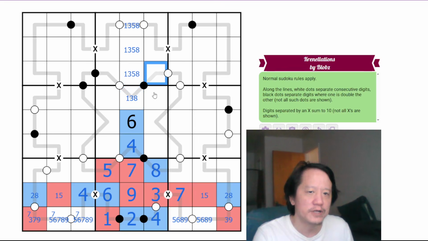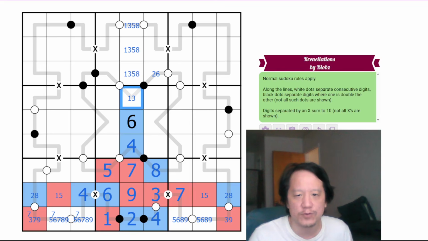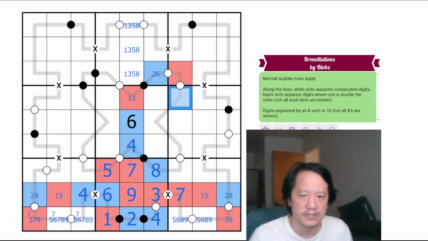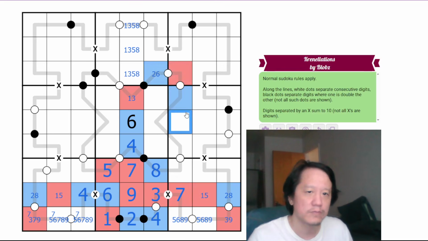So we could have 1 here, which forces this to be 2. We could have 3 here, which forces this to be 6. We could have 8 here, which forces this to be 4. But this cannot be 4 because of 4 in the column. So this can't be 8. Therefore, this is guaranteed to be an odd digit. This is guaranteed to be even digit, which makes this odd. That makes that even to be consecutive.